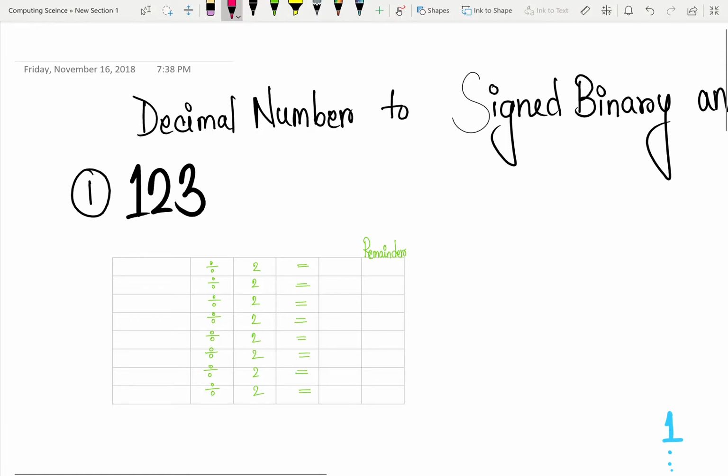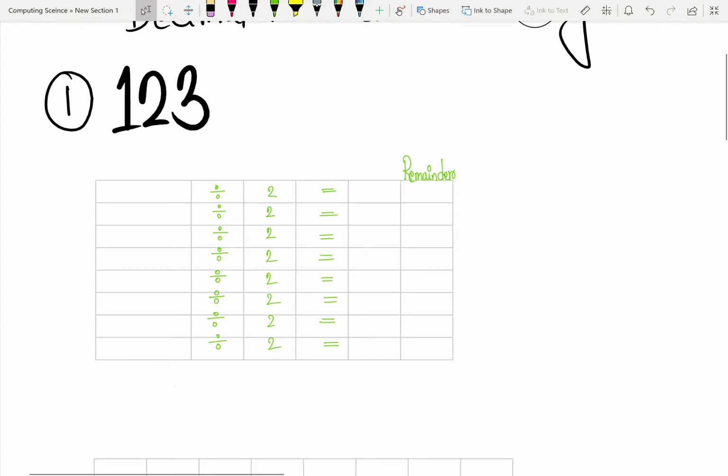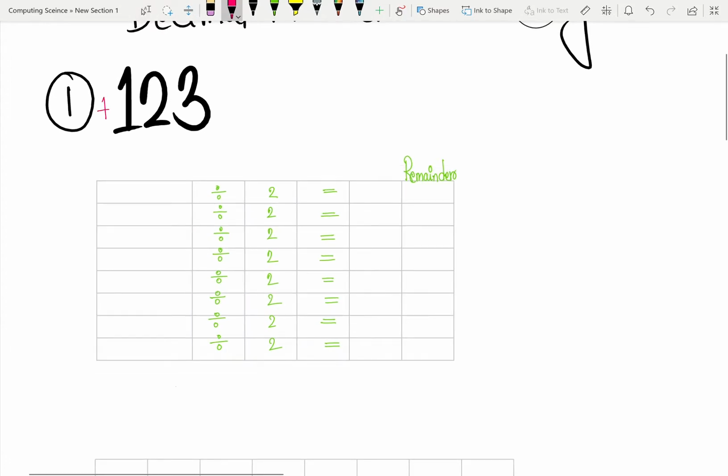Hi everyone, today we'll be looking at decimal number to signed binary conversion and hexadecimal. So let's get started. It's 123, so it's a positive number. By looking at it, we can say it's a positive number. So the method of doing a positive number is pretty simple.